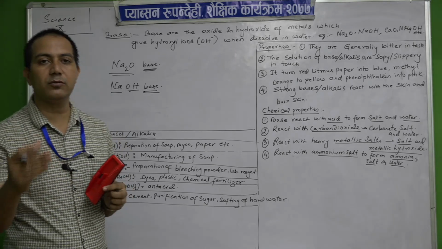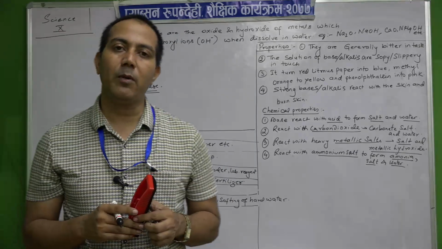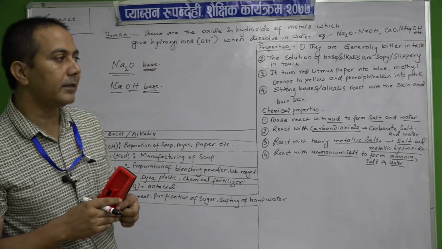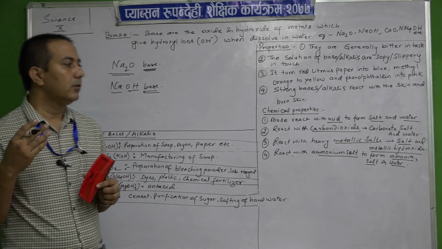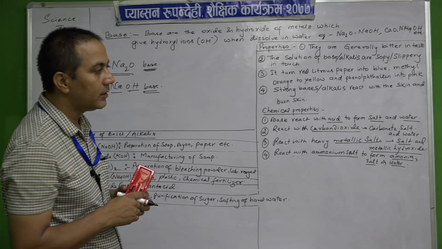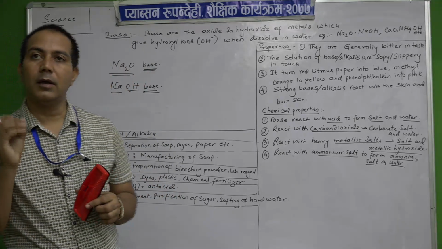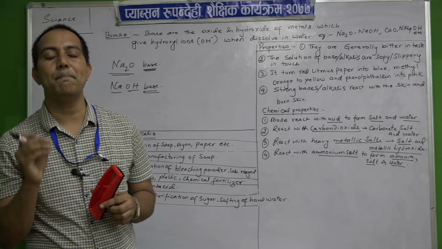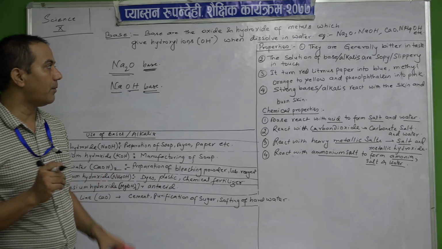In acids, what do we get when dissolved in water? It provides hydrogen or hydronium ion, isn't it? Now, a base is an oxide or hydroxide of a metal. When it is dissolved in water, it provides what?